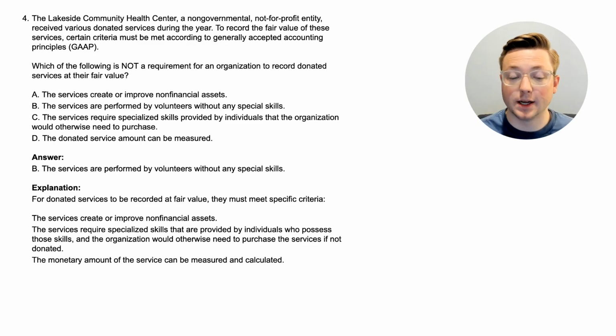So that's easy to understand. And then, basically, they have to help you with non-financial assets, and it has to be something that the organization would have had to pay for if somebody hadn't donated it to them, and it would have required special skills. And that's a big thing right there, because of course you could have a whole bunch of volunteers that don't have any special skills. They just help you with manual labor.